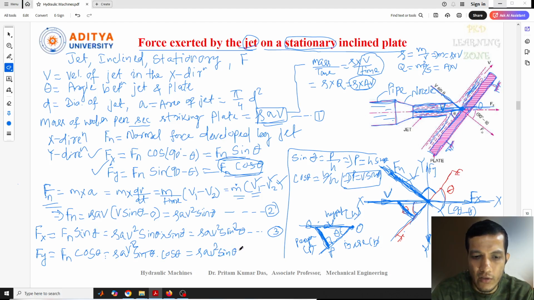If you want to resolve it more, you can do so by multiplying by 2 and dividing by 2, then we can get it like sine 2 theta. Okay, so this is our final answer for this.